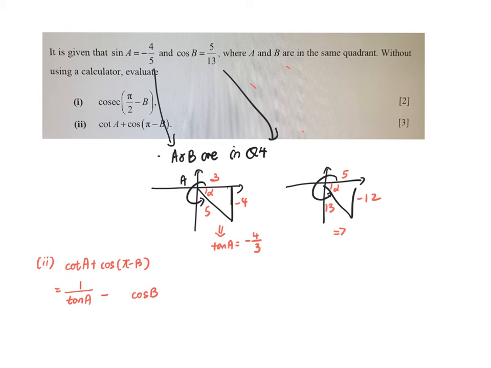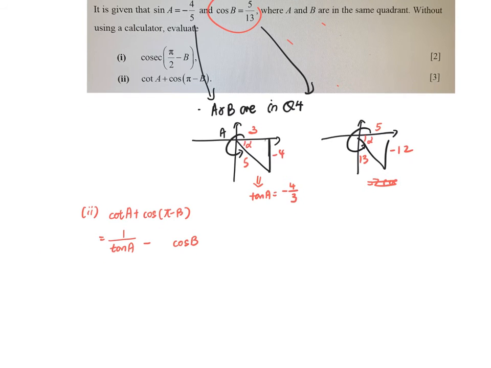And over here, you can see that cosine B is already found. It's 5 over 13. So with that, just write down the answer. 1 over tangent A is 1 over minus 4 over 3, minus cosine B, which is 5 over 13, and it's also given in the question. This should give you the answer as minus 3 over 4 minus 5 over 13, which is equal to negative 59 over 52.